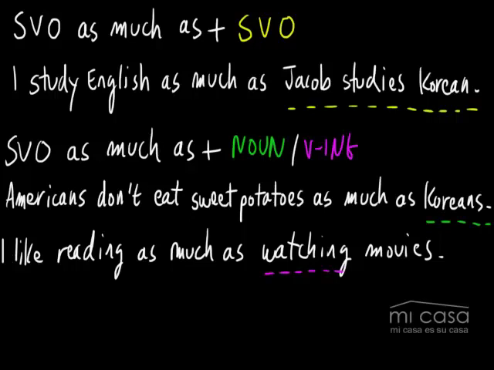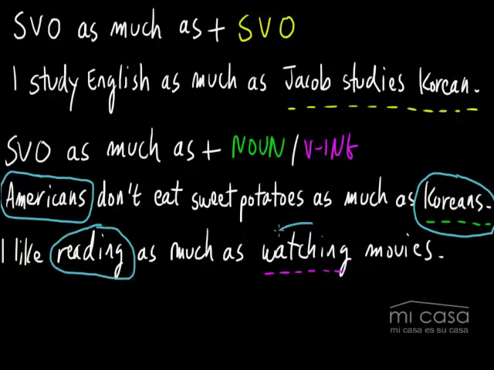Okay, so now we've seen these two sentences, but if you look carefully, these sentences are a bit different. Why? In the first sentence, what are we comparing? We are comparing Americans and Koreans, right? But in the second sentence, what are we comparing? We're comparing reading and watching movies. So you have to be careful. If I make this sentence even longer, if I follow this structure right here, what would this sentence be like?